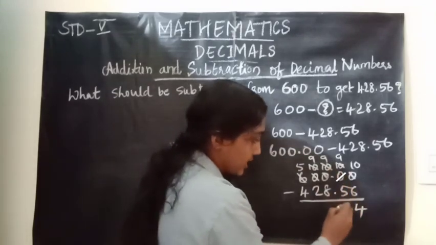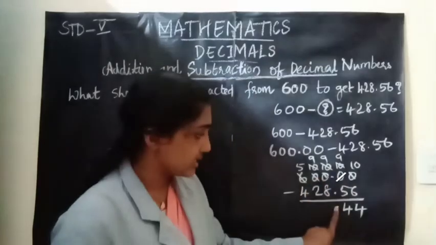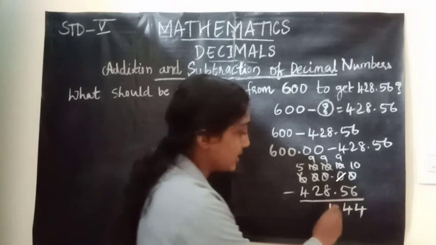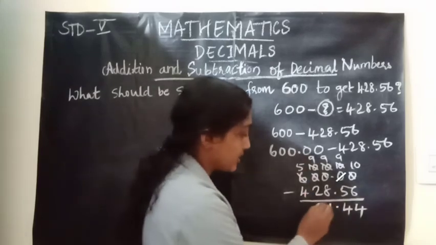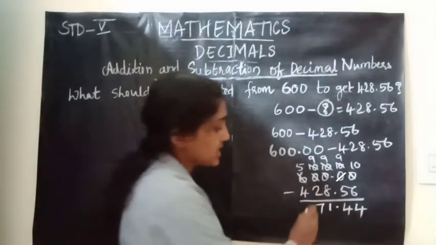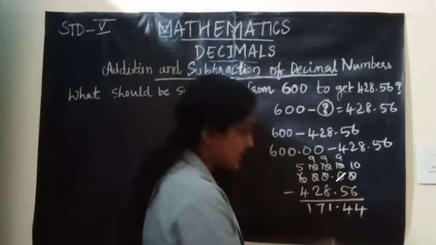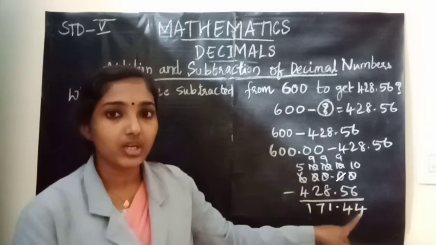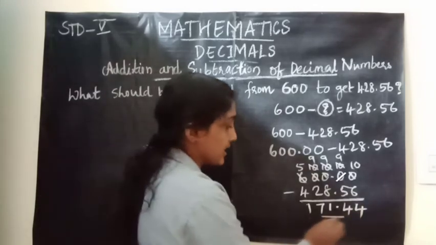Next, we have to put our decimal point. Decimal point is here. Next is 9 minus 8. 9 minus 8 is 1. 9 minus 2 is 7. Then 5 minus 4, it is 1 again. So it is 171.44. This is our answer.